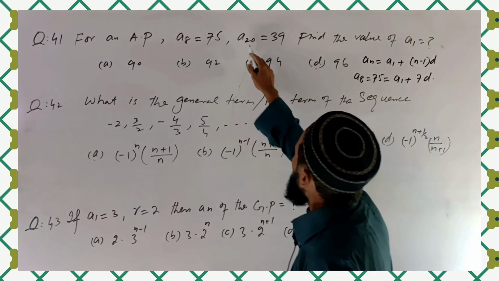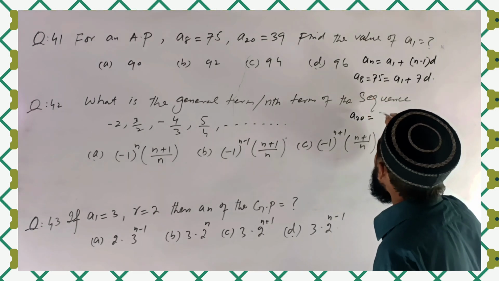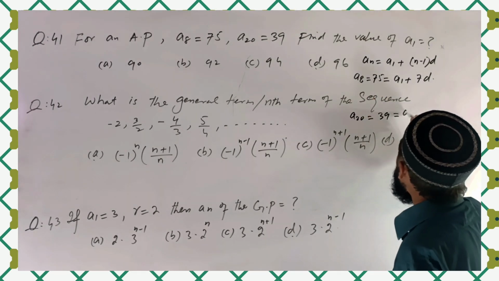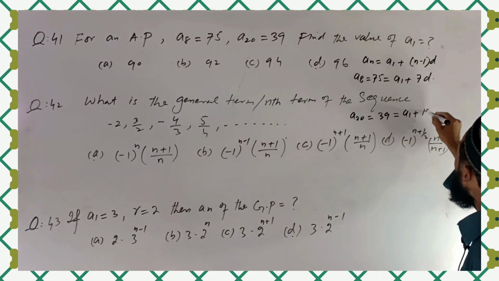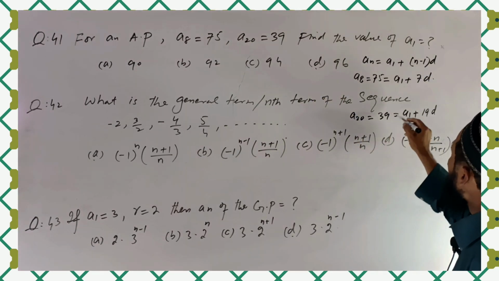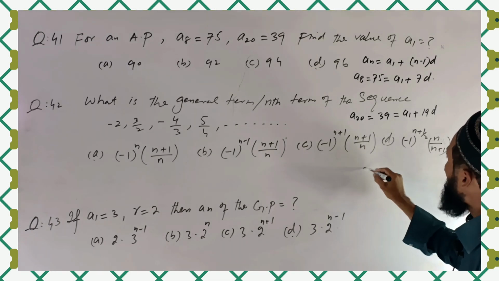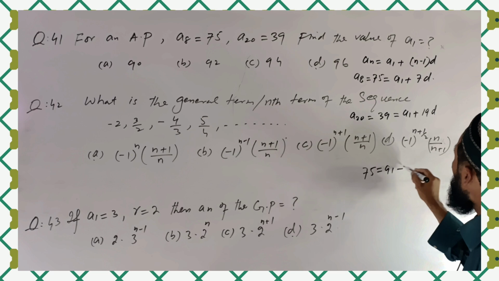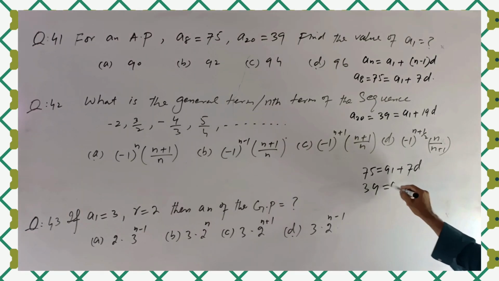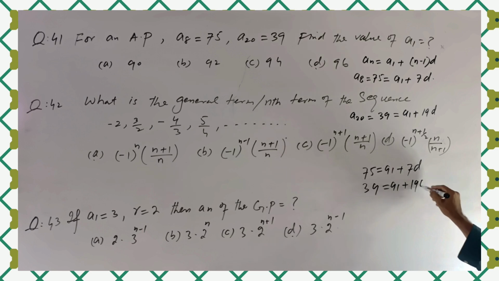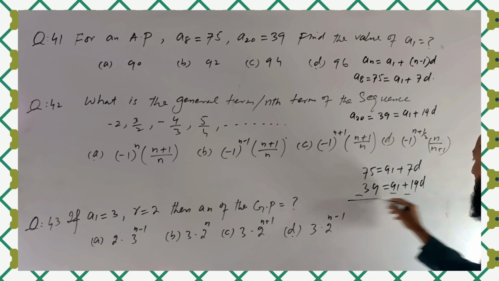Similarly, if we put n is equal to 20, the result is equal to 39, and the first value is unknown, and 20 minus 1 we will get 19d. So we get 75 is equal to A1 plus 7d, and 39 is equal to A1 plus 19d. We get two equations here, and subtracting them from each other, the signs are also changed.